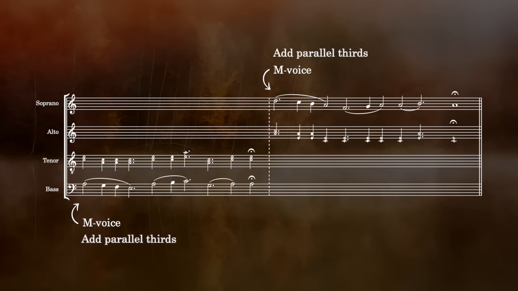To continue the systematic symmetry I've begun, I think the new M voice should lie below the bass part in the first half, but then when the positions invert, the new M voice can now be above the soprano line. We have a thicker texture with more branches and reflections from the original M voice.